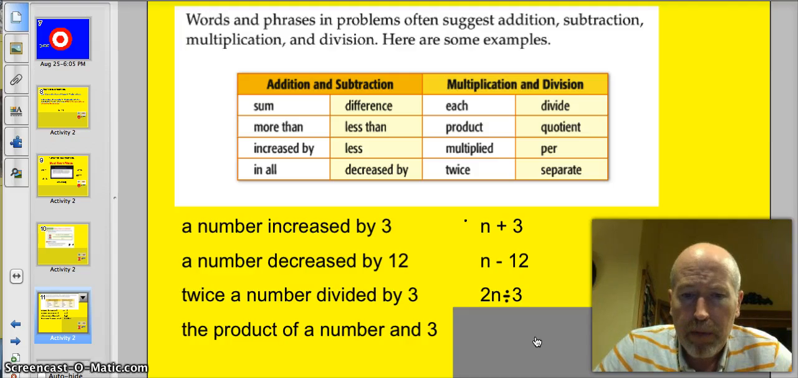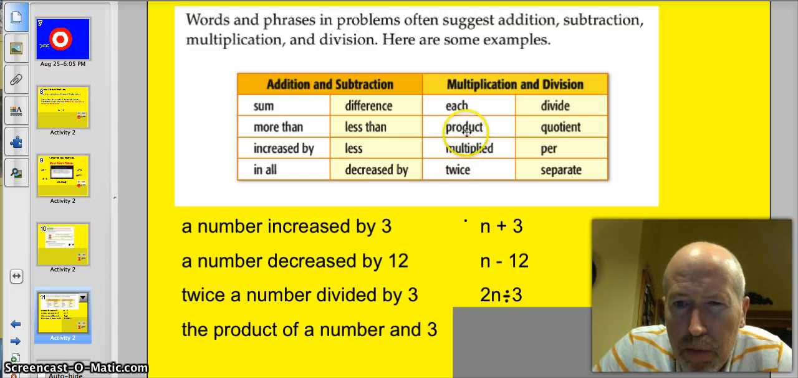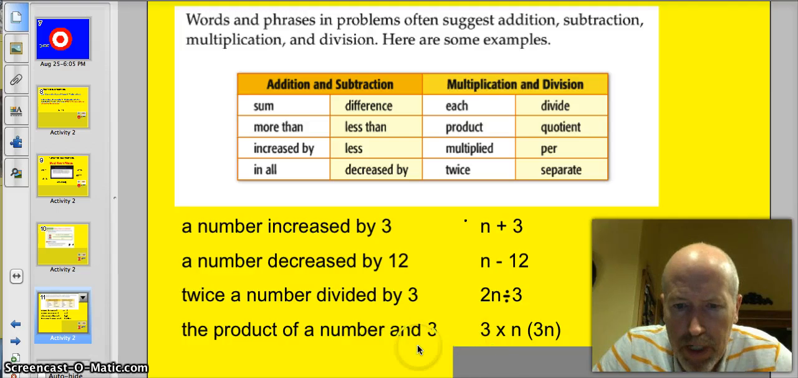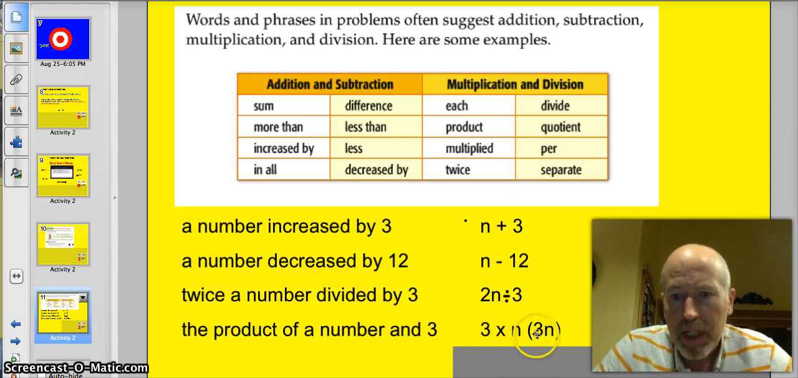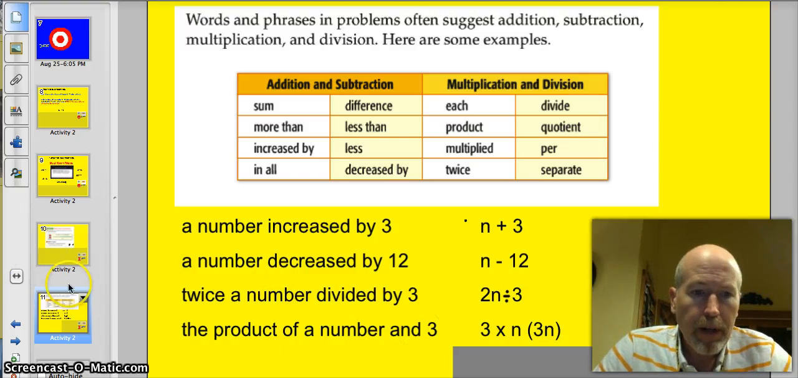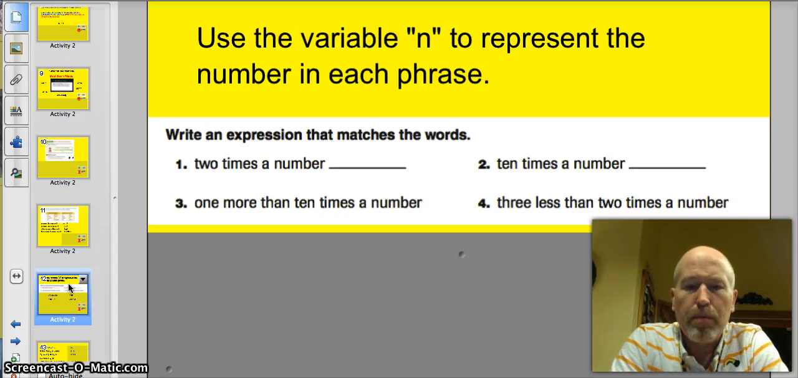The product of a number and 3. Product means multiplied up here. Product, multiply. So, 3 times a number, because it's the product of the number and 3. So here's the number, and product means multiply. So 3 times n or 3n. Good job. All right. Try these four straightforward, simple ones on your own.